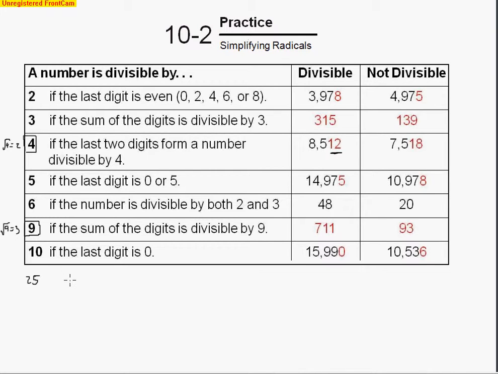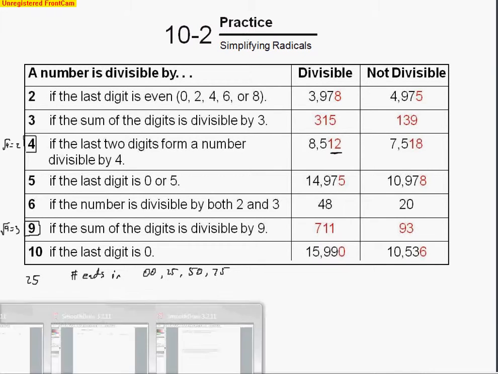So the number ends in double zero, 25, 50, or 75. If we see that, then we know that 25 goes into it. And if a number ends in double zeros, well, 100 goes into that, so you can take that out as well. So let's take a look at the types of problems we're going to see.